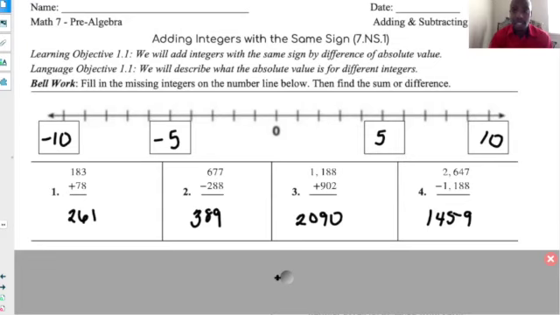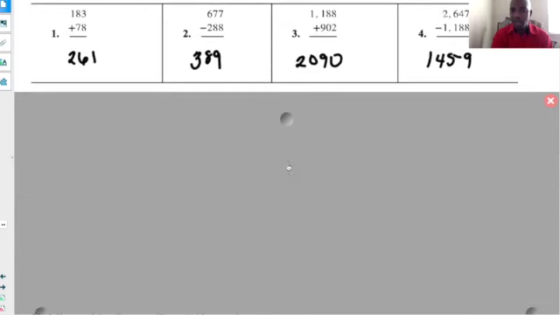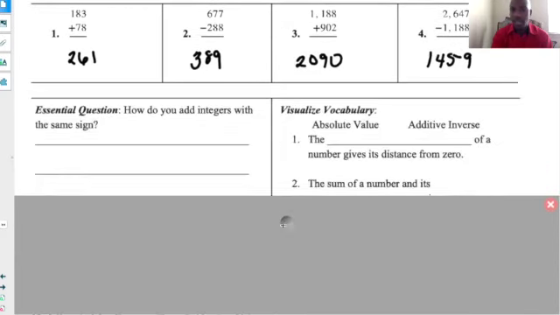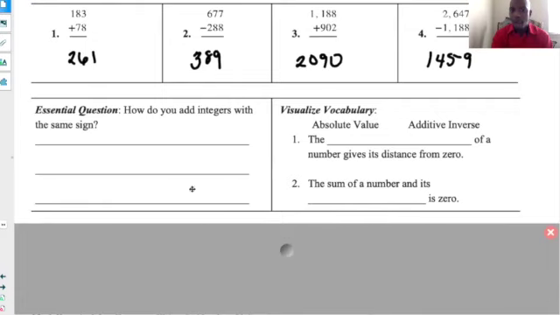Now the numbers we're going to look at today, they're not big like these. We're going to look at very small numbers, and I'm going to take time to actually explain to you what an integer is. So first of all, how do you add integers with the same sign? When I say same sign, it could be positive, positive. It could be negative, negative, right?